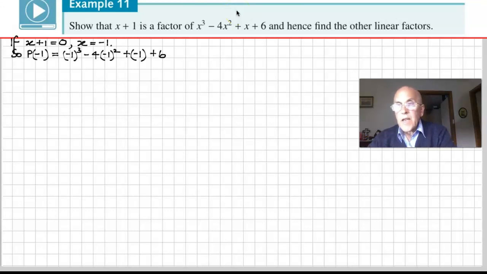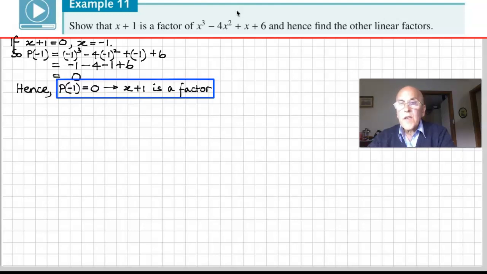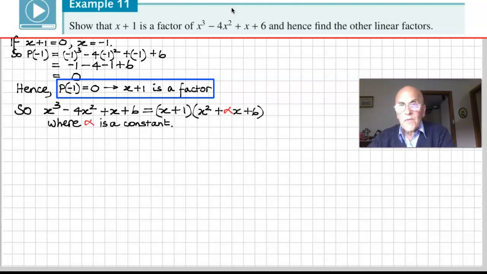So plugging x minus 1 in to the thing, we get that, and that comes out to be minus 1 minus 4 minus 1 plus 6, which gets us 0. So therefore we've done it. Therefore x plus 1 is a factor, and that's proven. All right. Now we have to use that fact, and hence find the other linear factors.